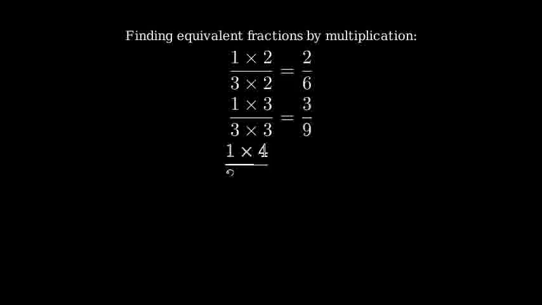By multiplying both by 3, we get 3 over 9. Similarly, multiplying by 4, we get 4 over 12. These fractions are all equivalent to 1/3. As long as we apply the same operation, whether multiplying or dividing an integer, to both the numerator and the denominator, the fraction remains equivalent. Understanding equivalent fractions can help simplify problems involving fractions.